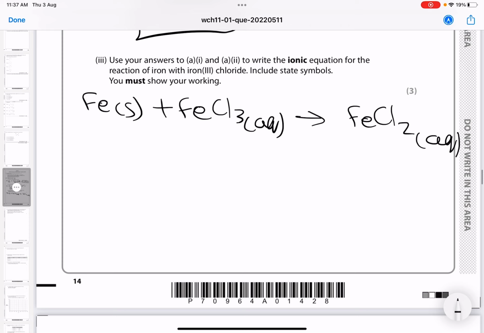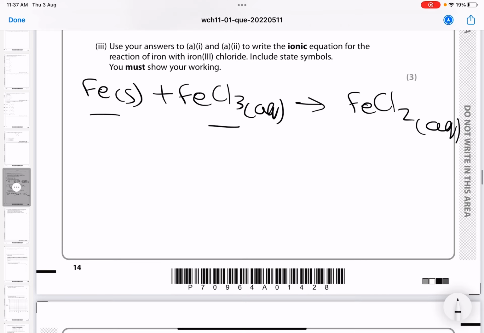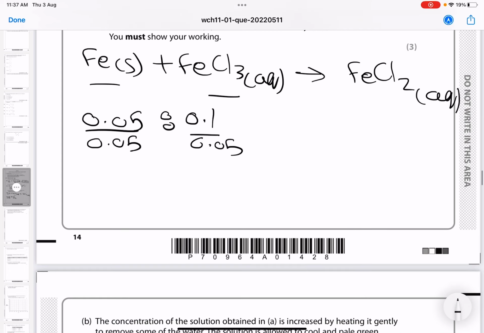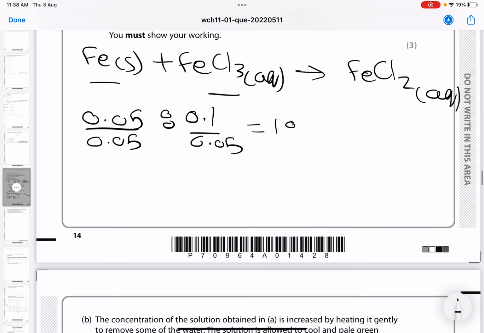So guys, the ratio between the moles of iron and iron(III) chloride is 0.05 to 0.1. If we simplify this ratio by dividing everything by 0.05, we will get the ratio as 1 to 2.